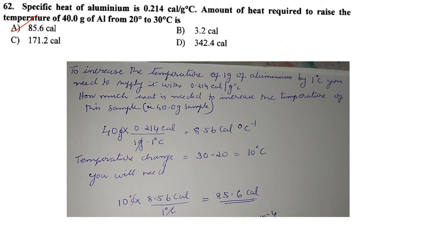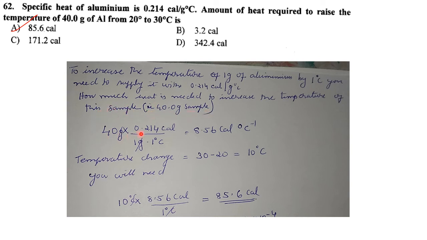Then specific heat of aluminium is 0.214 calories per gram per degree Celsius. Amount of heat required to raise the temperature of 40 grams of aluminium from 20 to 30 degrees Celsius is. To increase the temperature of 1 gram of aluminium by 1 degree Celsius, you need to supply it with 0.214 calories per gram degree Celsius. Then how much heat is needed to increase the temperature of this sample, that is 40 gram sample.